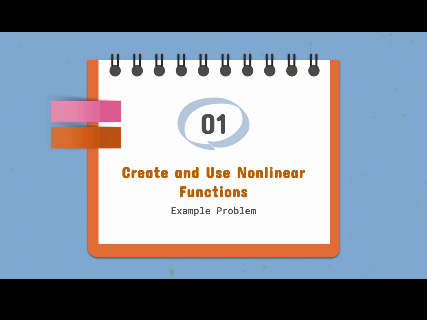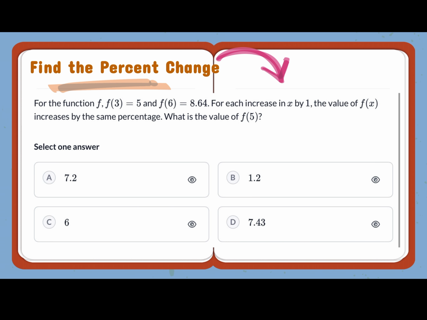We have create and use nonlinear functions as our first subtopic, and we have find the percent change. So this one is actually a fairly difficult problem, especially if you don't really understand what's happening here in terms of the function notation. So you have to pay very close attention to what they're asking. So we have f of 3 equals 5, f of 6 equals 8.64, and for each increase in x by 1, the value of f of x increases by the same percentage. What is the value of f of 5?